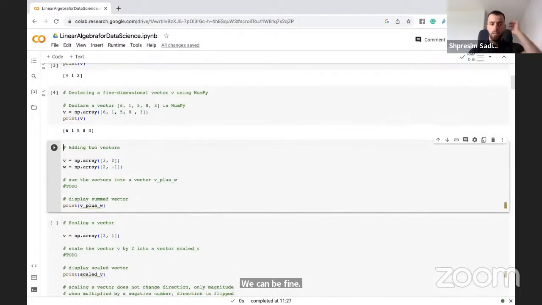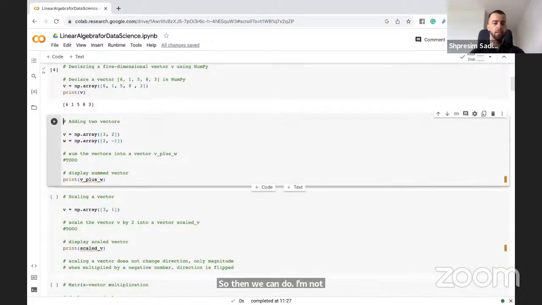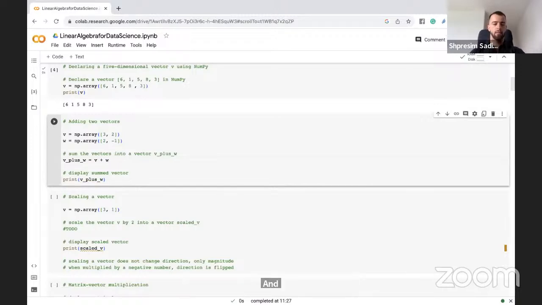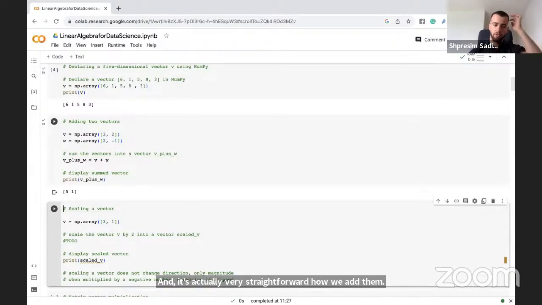All right. So then we can do operations with vectors. For example, we can add them. We simply at first define the vectors v and w. And in NumPy, it's actually very straightforward how we add them. So we just do v plus w, and this gives us 5 and 1, which is the sum of these two vectors.